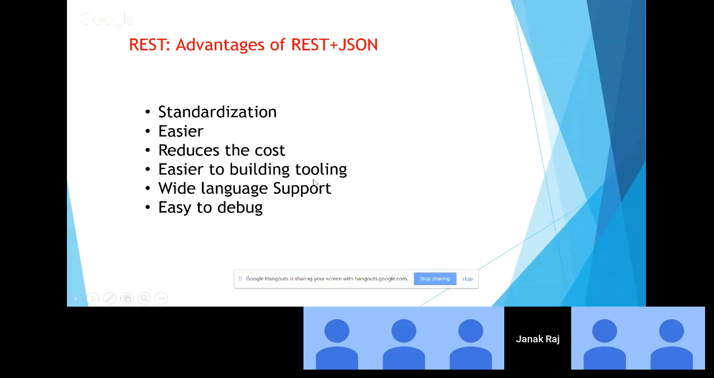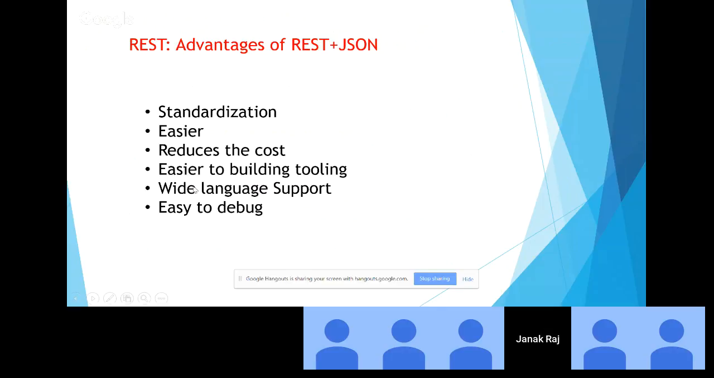And easier to build the tooling. Using REST plus JSON, it is easier to build the tooling. For example, we can monitor the framework that grabs latency by endpoint and HTTP verb.